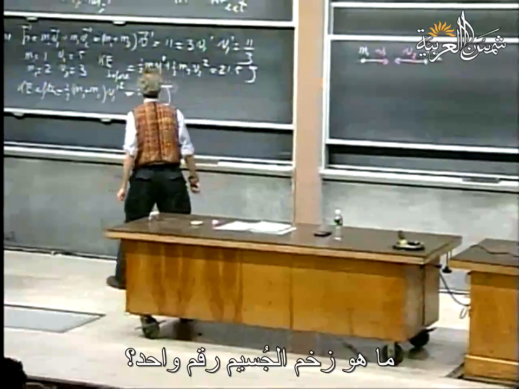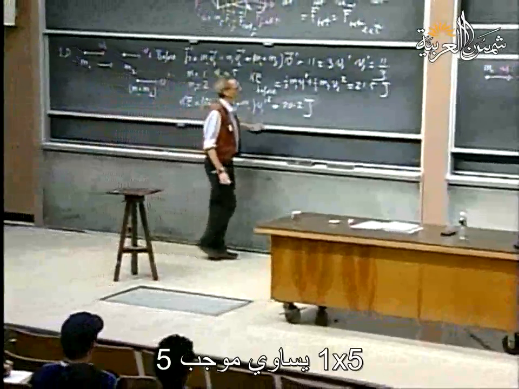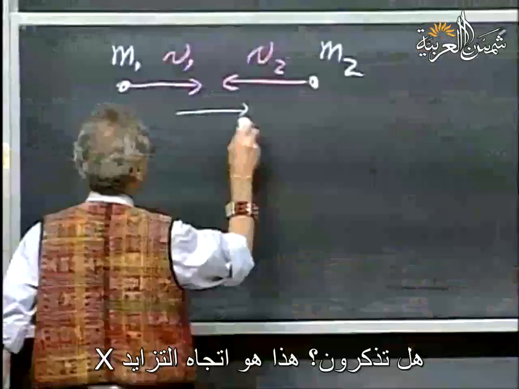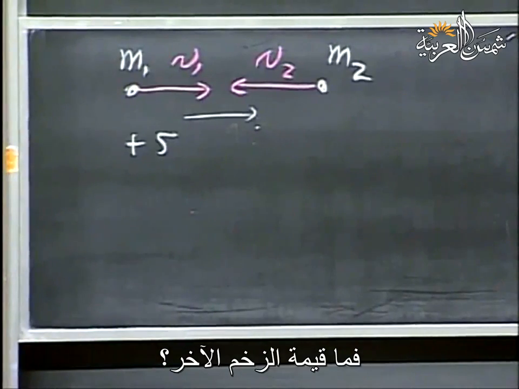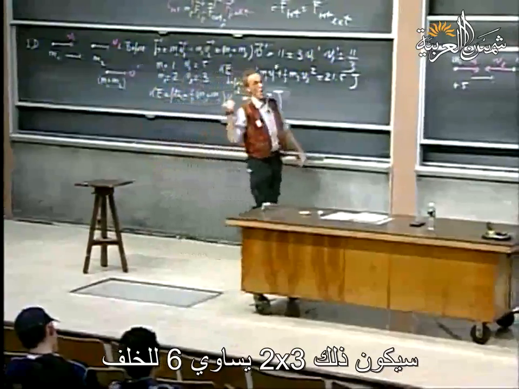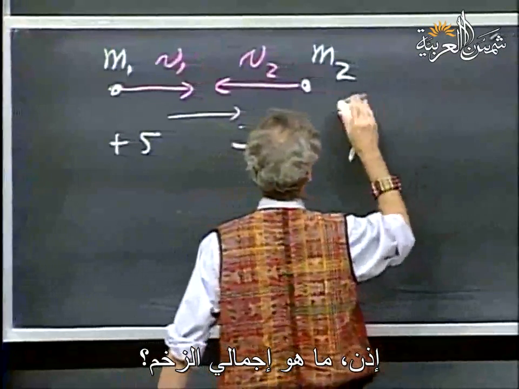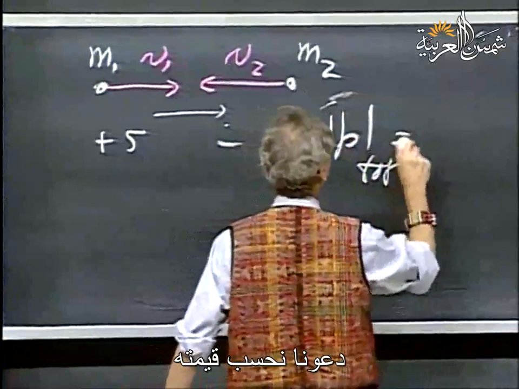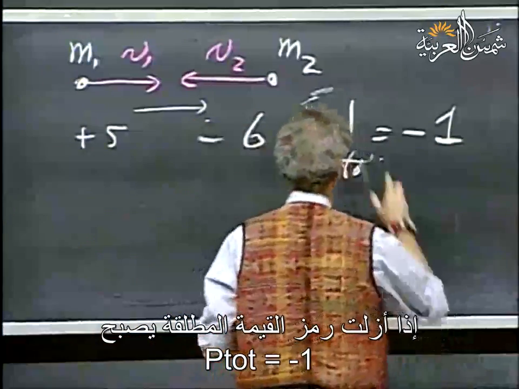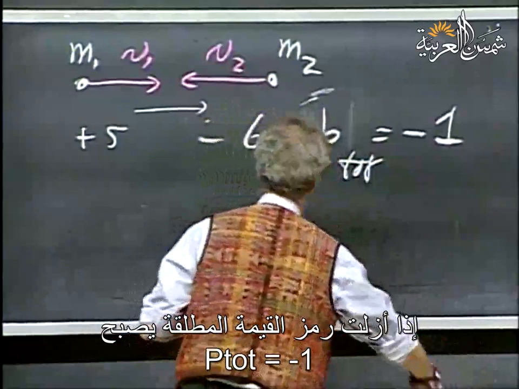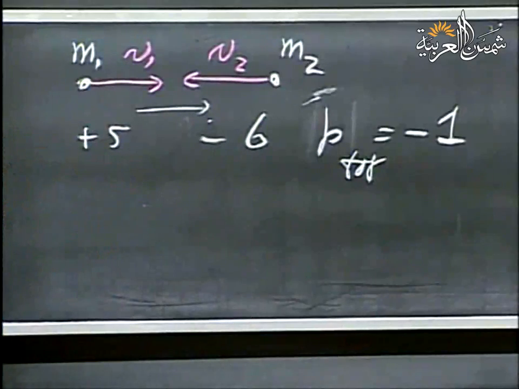What is the momentum of particle number 1? Well, that is mv. 1 times 5 is plus 5. Remember, this is the increasing direction of x. So the momentum is plus 5. What is the other one? That is 2 times 3, that is 6, backwards. This is minus 6. So what is the total? The total momentum equals minus 1. The magnitude is 1, of course, and we would call that minus 1, because it's a one-dimensional problem. The momentum before is in this direction, it's minus 1.